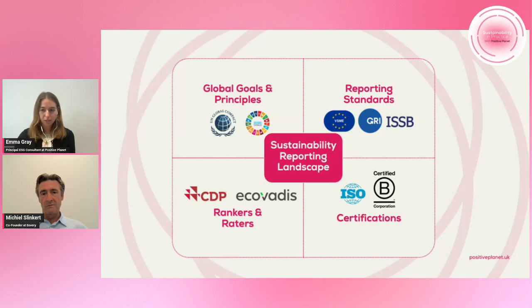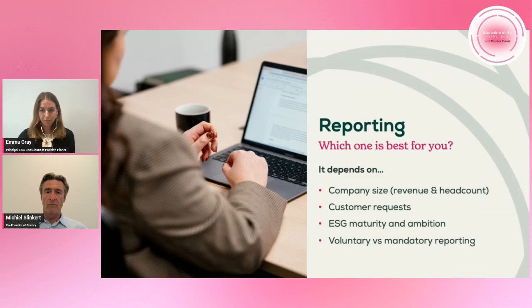Top right would be your reporting standards, which are way more prescriptive and require reporters to closely follow the disclosure requirements. And these consider both mandatory and voluntary standards. Bottom right would be your certifiers. So these are the ones that give you that stamp of approval after a rigorous validation phase. And the bottom left are your rankers and raters. So these are more of a questionnaire format, which will give you a score at the end and are often requested by customers so that they can benchmark their suppliers against each other.